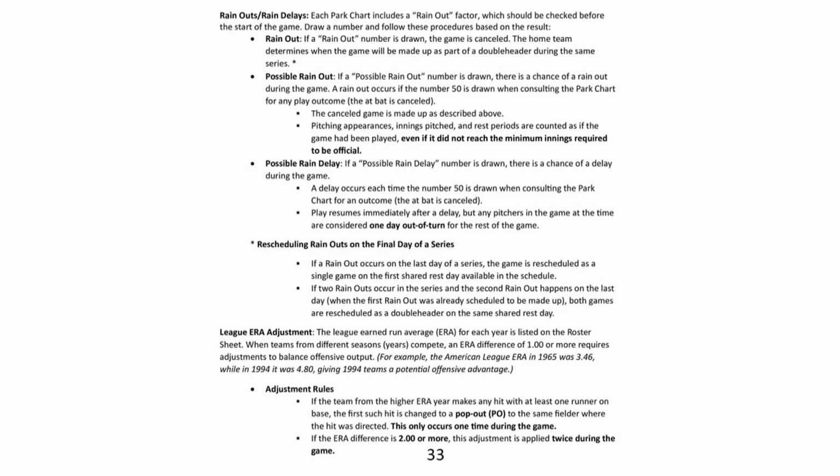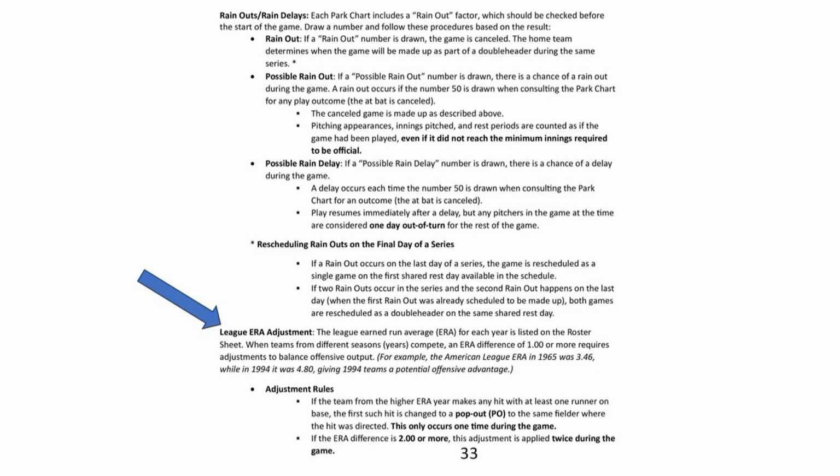And lastly, there are two special rules to mention. The first is called the League ERA adjustment, which is covered on page 33. If we look at the roster sheets for the teams Brett and I are playing, we can see that they show the league ERA for that year up at the top. For the Braves, the league ERA that year was 3.88, and for the Giants it was 3.95. So that's very close. But sometimes you'll match a team from a live ball or a juiced player era with a team that was playing in a year when runs were at a premium. And Ballpark Baseball accounts for that with the adjustment described on page 33.